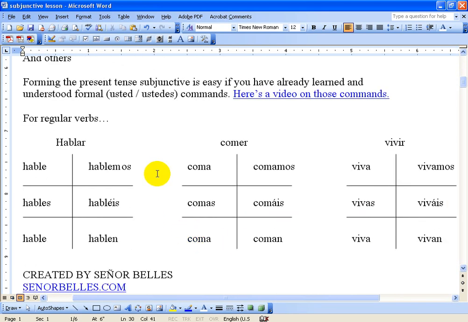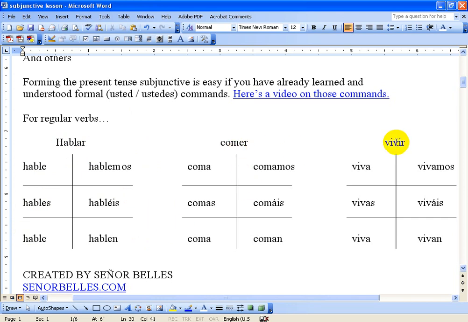To form the subjunctive is actually pretty easy if you've already learned how to do usted or ustedes commands, because they're quite similar to those, with how I explain it as the idea of going to opposite endings. So for an AR verb like hablar in the present tense, these are the subjunctive endings for it. It goes to hable, hables, hable, hablemos, habléis, and hablen. Notice that it ends in an E instead of an A, like it normally would.